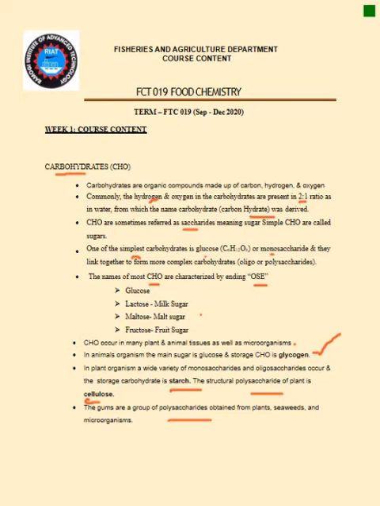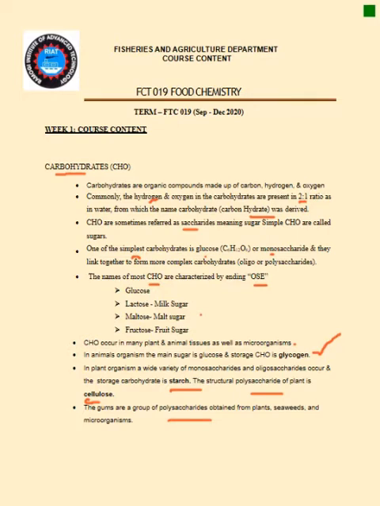Names of most carbohydrates are characterized by the ending "-ose". They have names which end with "-ose". For example, glucose, lactose, maltose, fructose. So most of them have names that end with "-ose".